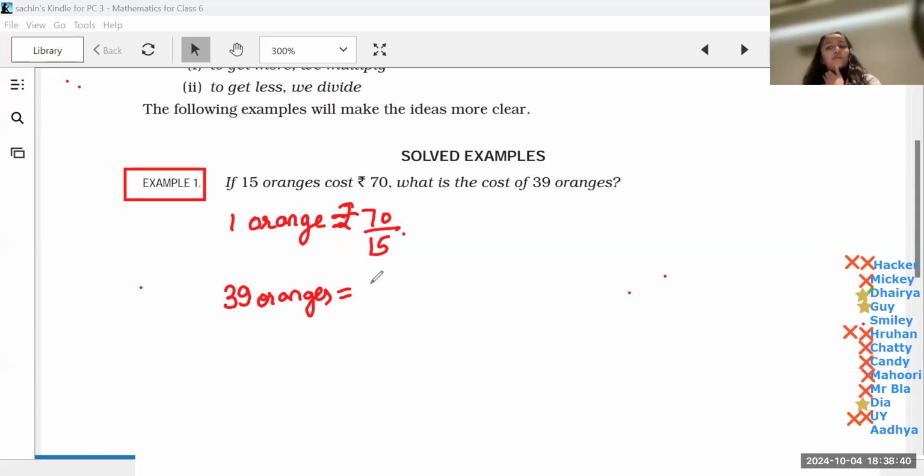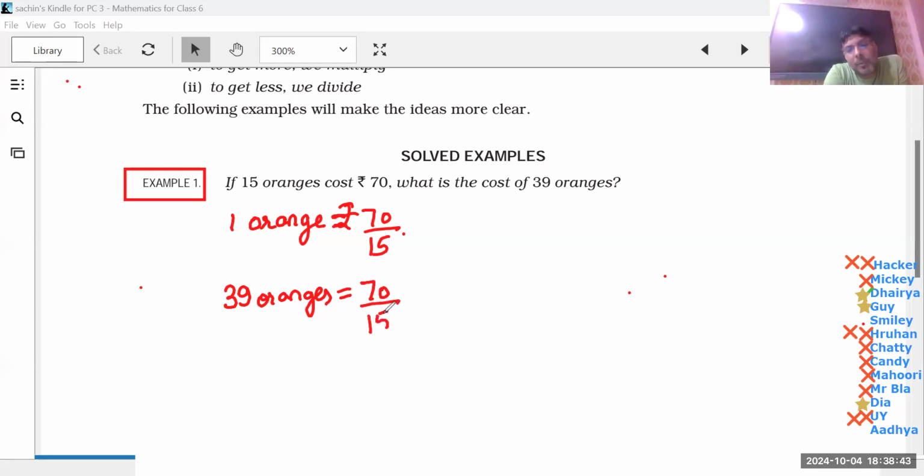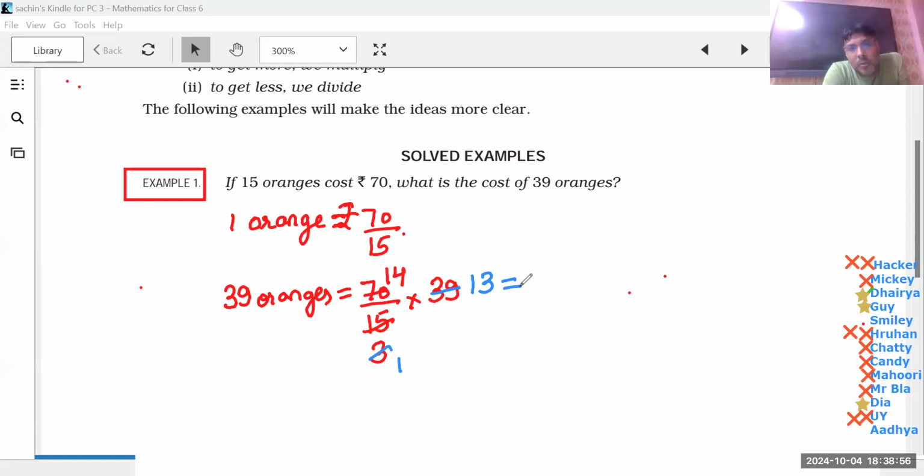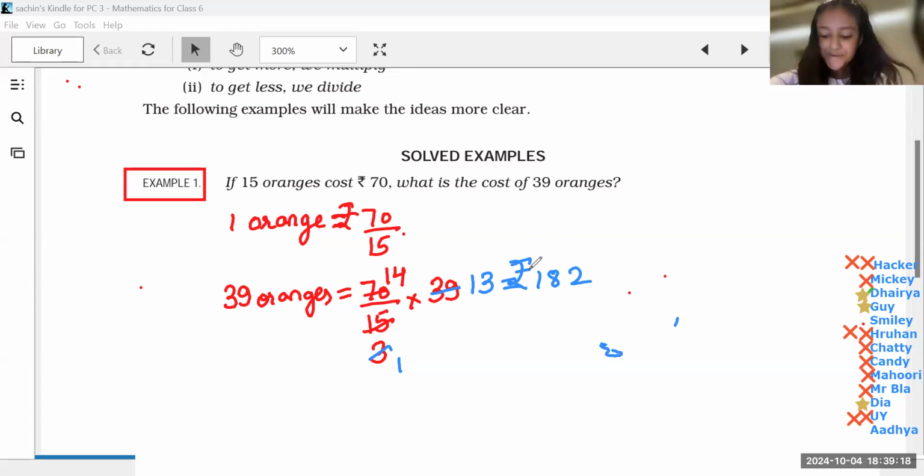So 70 upon 15 into 39. First I will simplify with 5. 5 threes are 15. 5 14s are 70. Then I will simplify with 3. 3 ones are 3. 3 13s are 39. Then I will do the maths to find out my final answer. 182, let me check. All right, understood, guys? Yes or no? Yes, sir.